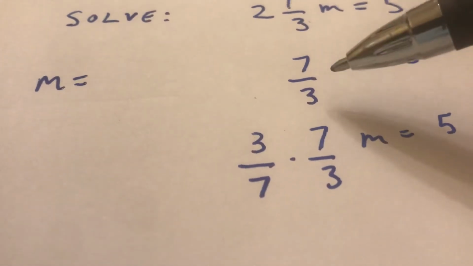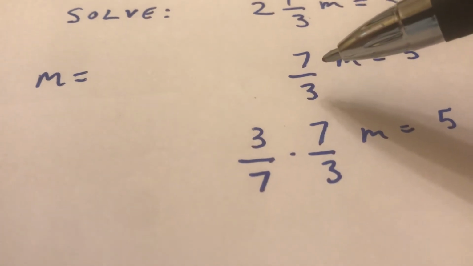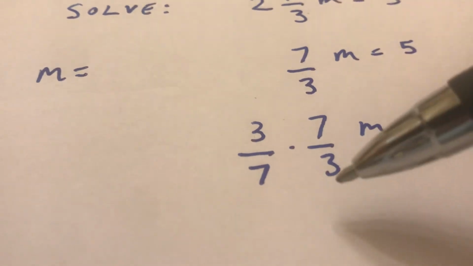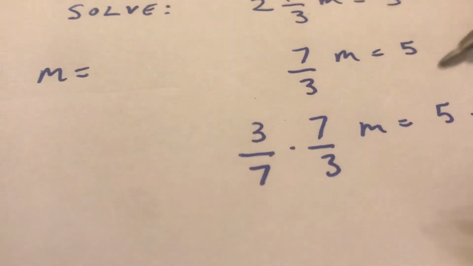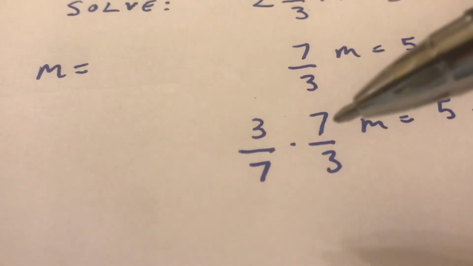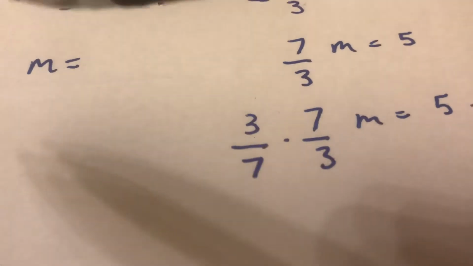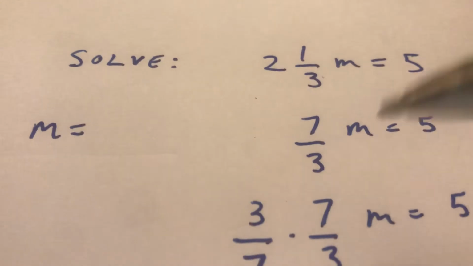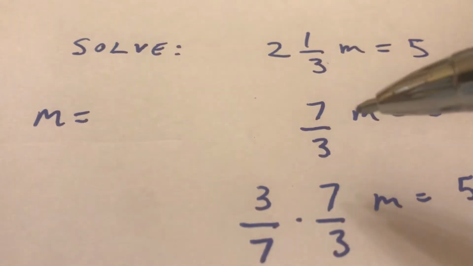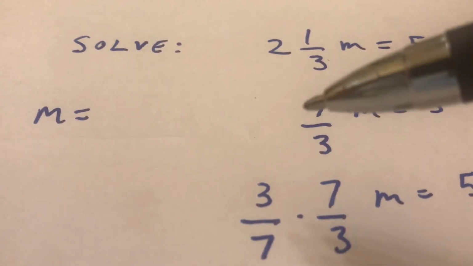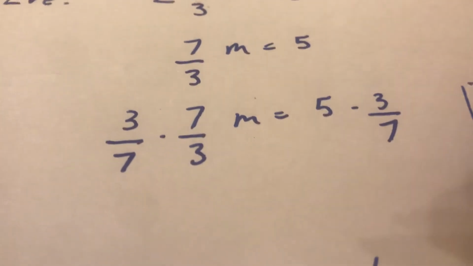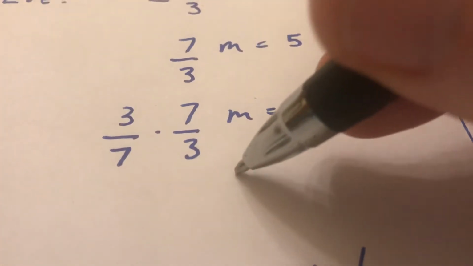Well, the neat way to get rid of a fraction is to multiply both sides by the reciprocal, because a number and its reciprocal, when multiplied together, equals 1, and 1 times m is just m. So we have 7/3 m, so the reciprocal is the one with the m. That's what we want to get rid of. So I multiply both sides by 3/7. See that? 5 times 3/7. And that leaves me with just m.